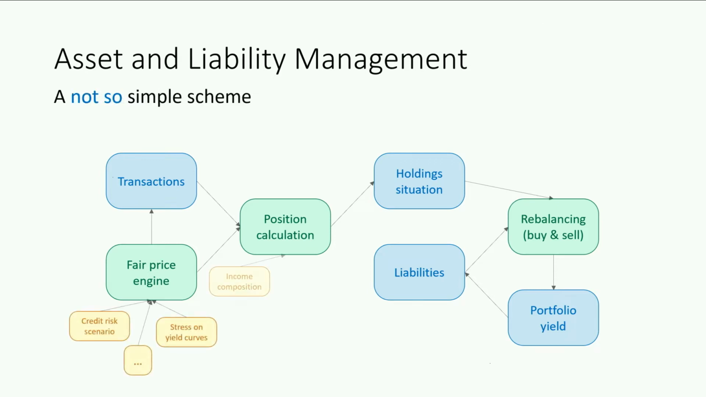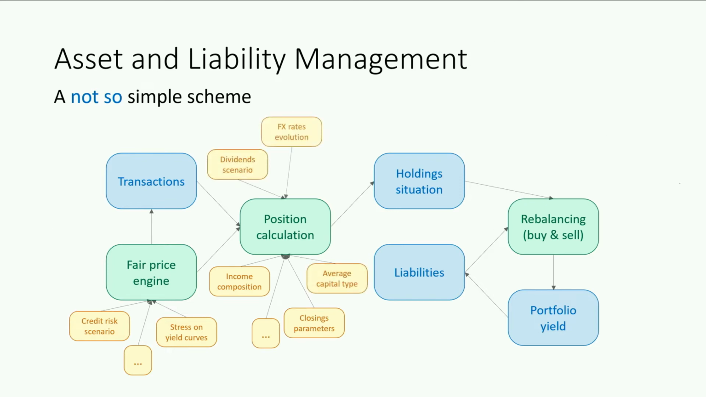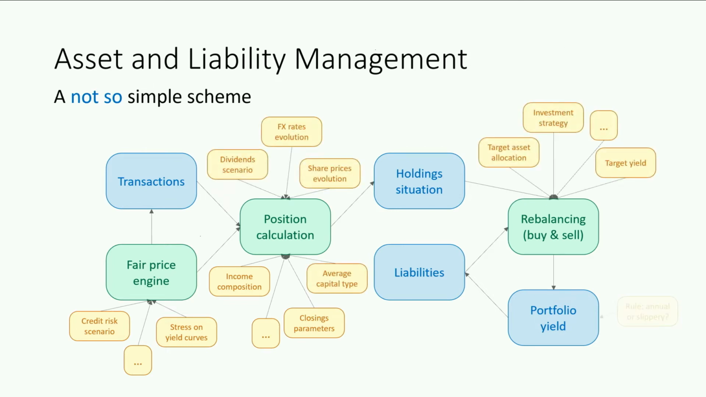But let's make another step towards the real thing. You have a lot of dependencies of all these parts of the process on user input, parameters, other stuff. Of course, I won't go into detail. I'm just going to highlight and stress what are the arrows coming into the rebalancing box. So the target asset allocation means that you have a way to give the rebalancing a set of rules so that rebalancing knows how to decide what to buy and what to sell.